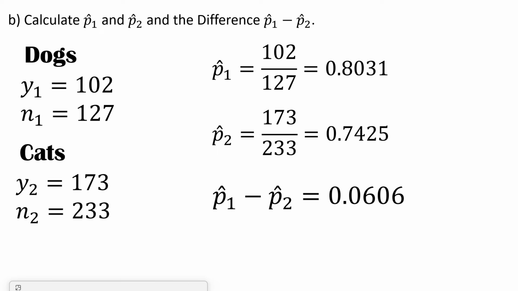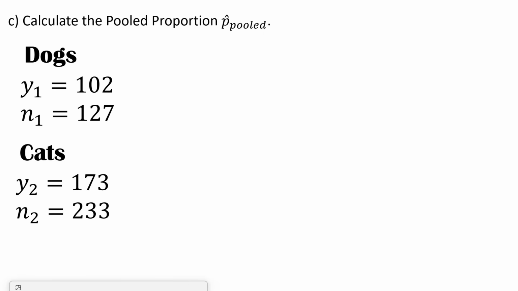But of course, our point estimate is not enough. We need to take into account uncertainty. And so we move on to calculate the standard error. To do so in this scenario, we first have to calculate this pooled proportion.